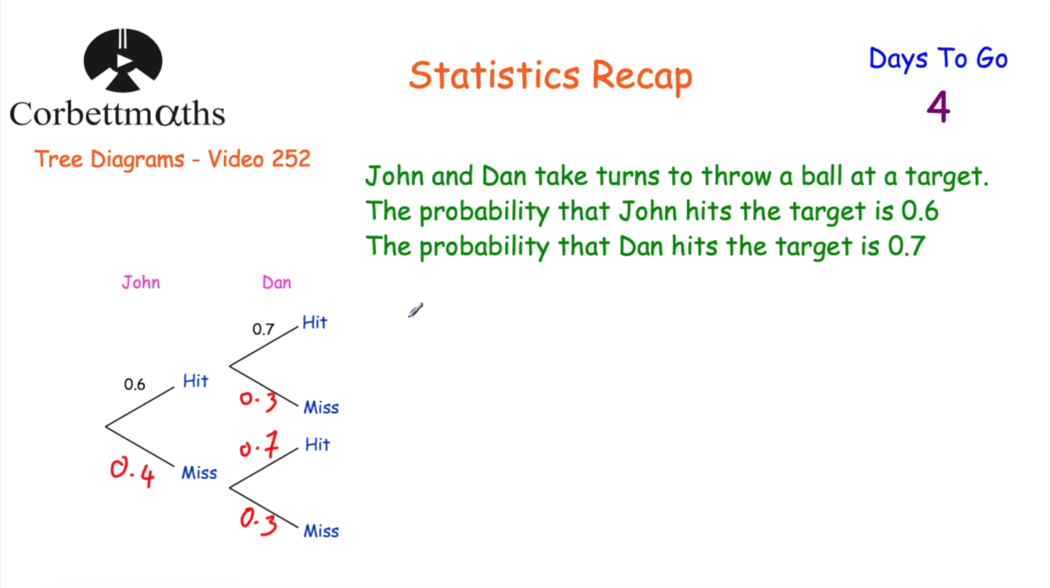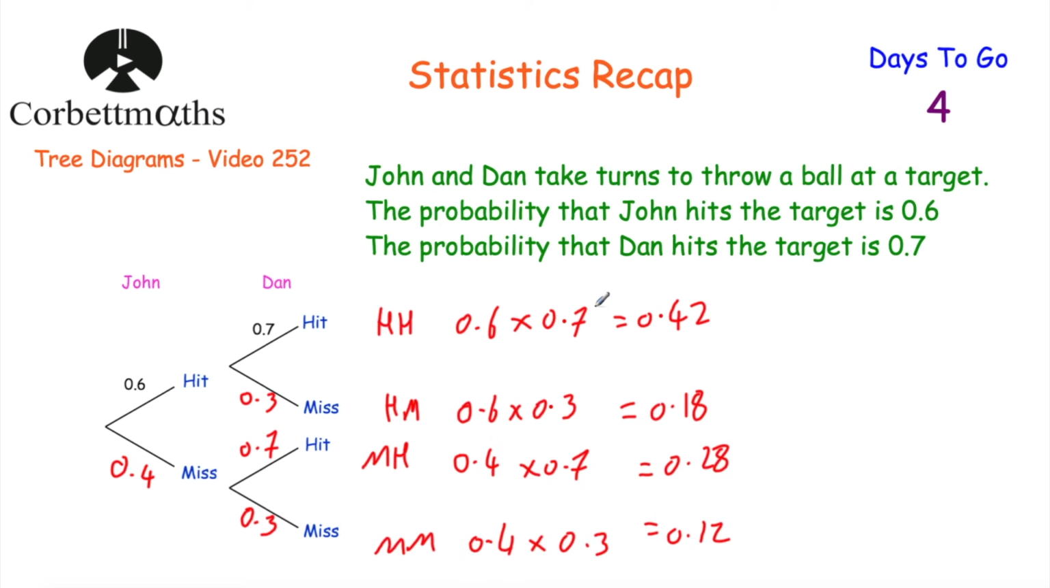To find the probability of a hit and a hit, you multiply the two probabilities along the branches. So we would do 0.6 times 0.7, which would be equal to 0.42. Whenever you're dealing with tree diagrams, you multiply the probabilities on the branches. So a hit and a miss would be 0.6 times 0.3, a miss and a hit would be 0.4 times 0.7, and a miss and a miss would be 0.4 times 0.3, and that's how you'd find the probabilities.